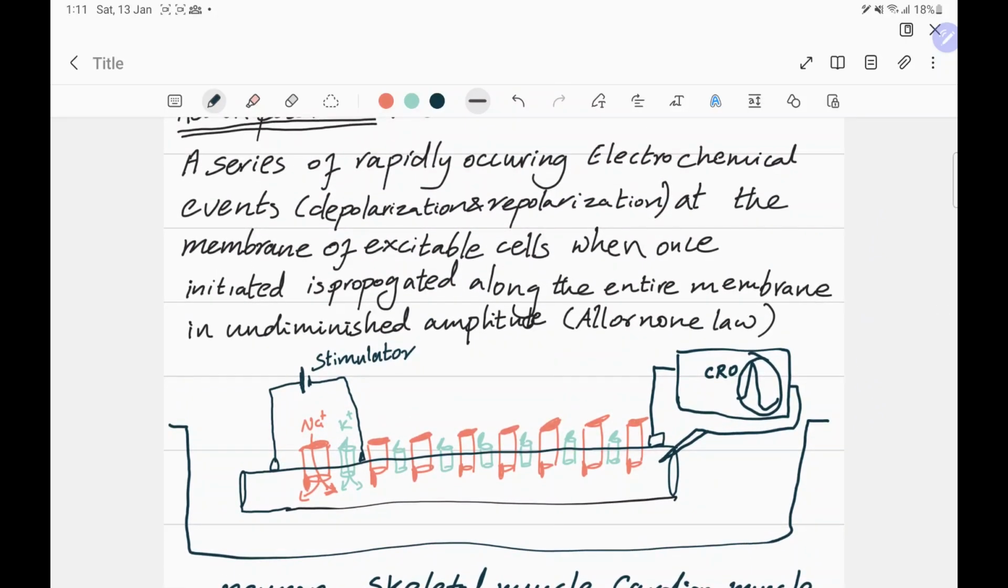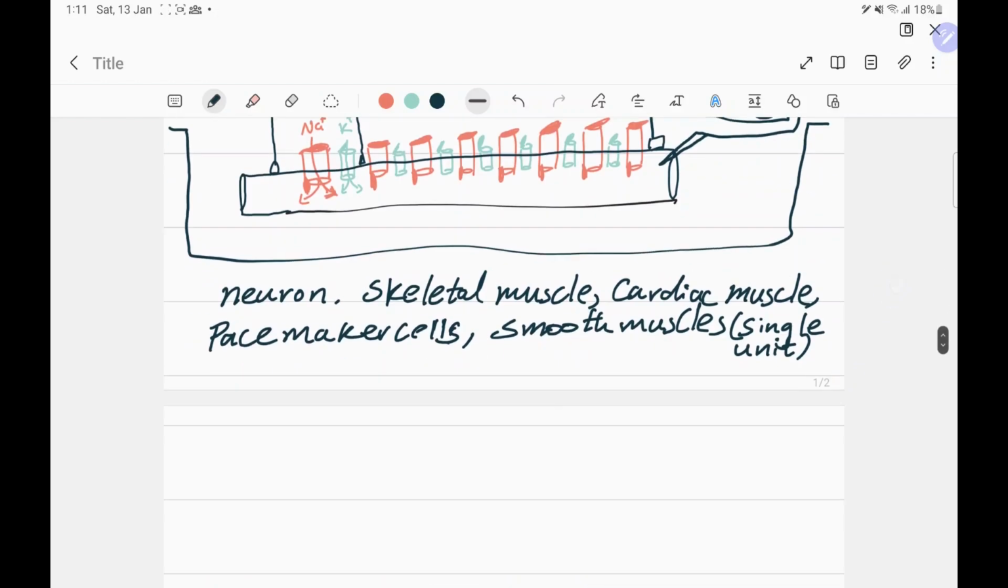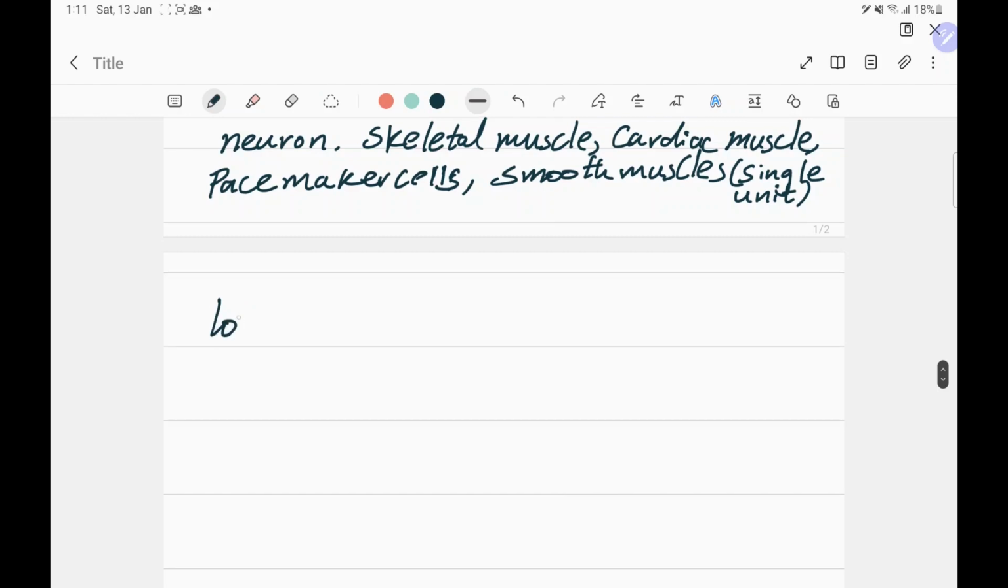Now, the people who worked on action potential, Hodgkin and Huxley, actually worked on the neuron of a giant squid. It's known as a loligo. Okay, that's known as a loligo, or the giant squid.